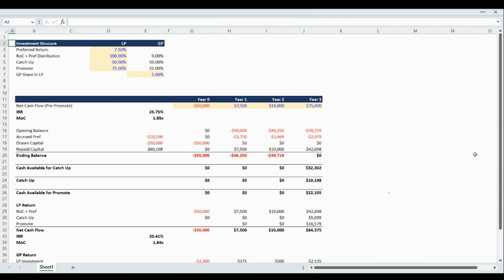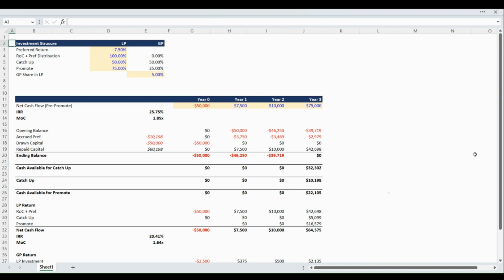Let's get into the model and walk through the inputs, calculations, and outputs. This model begins with the investment structure section, which is organized as a matrix for general partner and limited partner inputs. The first input is for the preferred return.